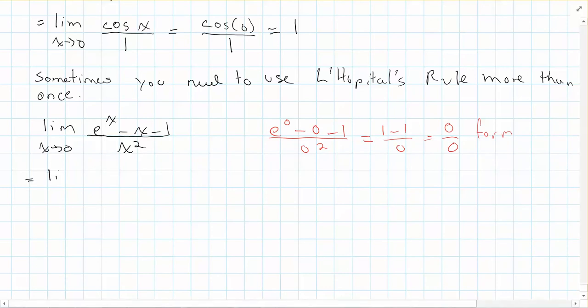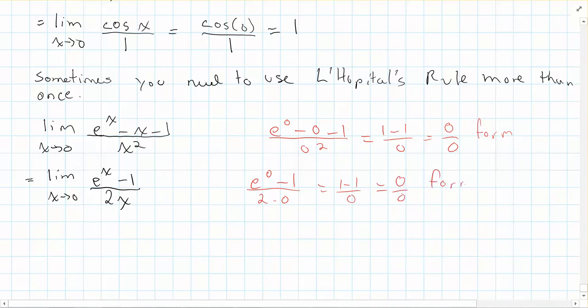So then this is limit as x approaches 0. Now we take a derivative. Derivative of e to the x is e to the x. Derivative of negative x is minus 1. Derivative of negative 1 is 0, divided by 2x. So at this point we want to try and plug the numbers in again, but if I do that I have e to the 0 minus 1 over 2 times 0, which would be 1 minus 1 over 0, which is still 0 over 0 form.